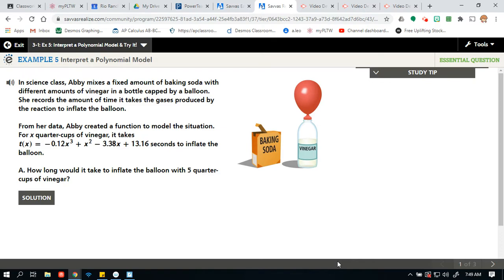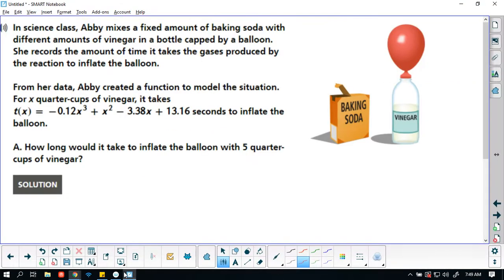A. How long would it take to inflate the balloon with 5 quarter cups of vinegar? Okay, so we'll go here. I'm going to rewrite my equation as T of 5, because again, remember x is quarter cups of vinegar, and I'm seeing how long it takes for 5 quarter cups of vinegar to inflate that balloon.